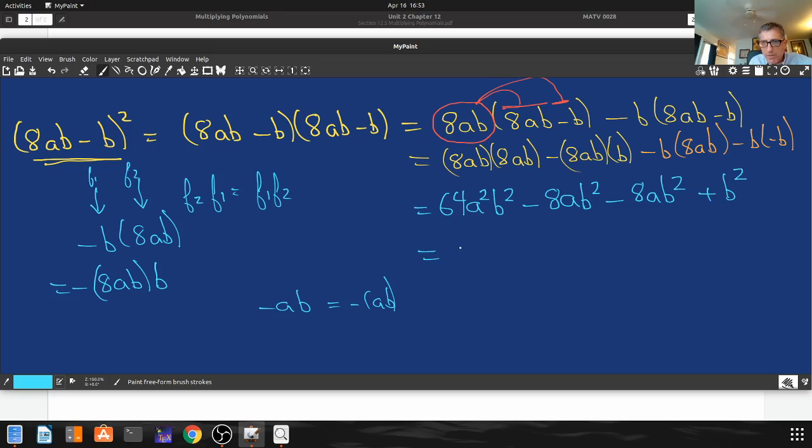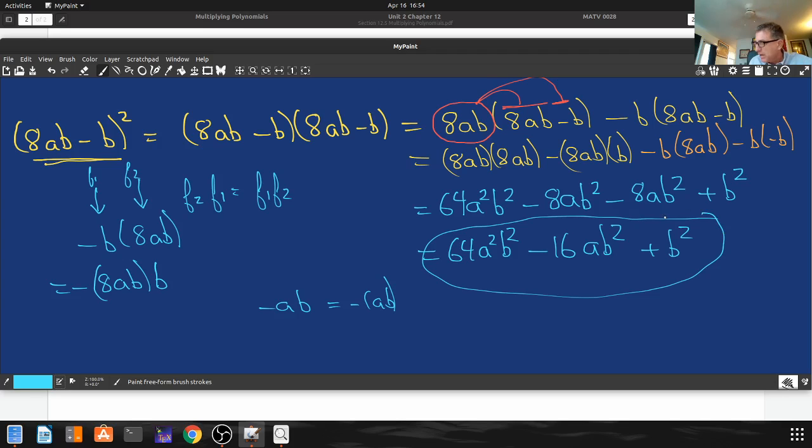So all that remains is simplification by combining like terms. And these two terms are like terms. So minus 8 minus 8 is minus 16ab squared plus b squared. And that is our final answer.